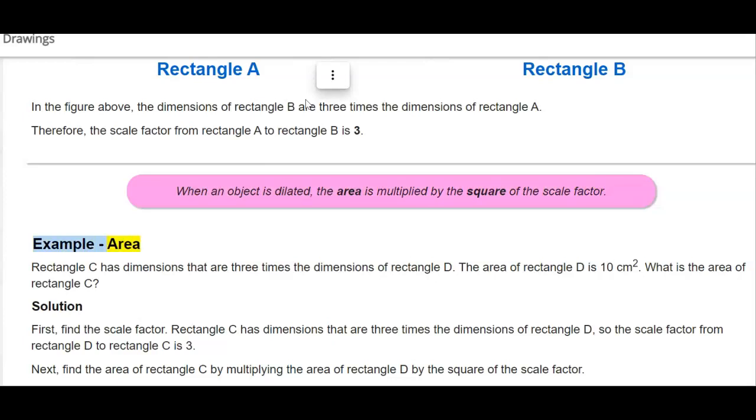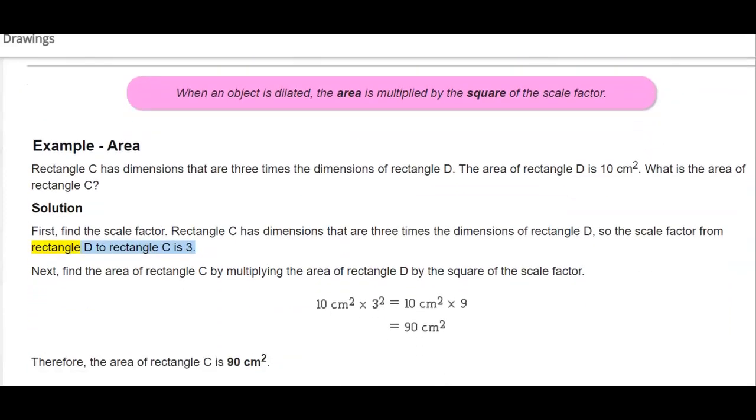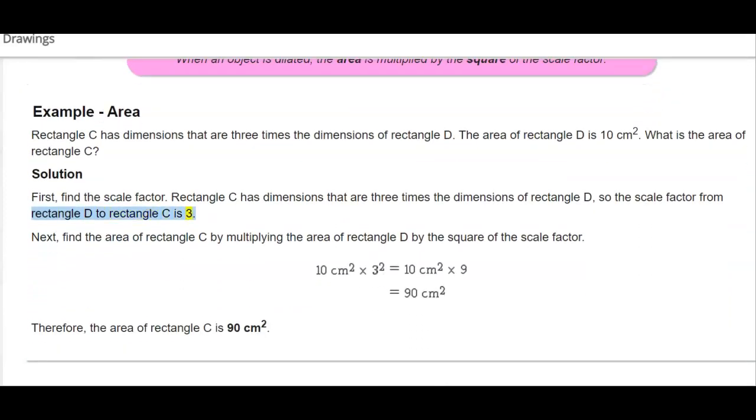Example area. Rectangle C has dimensions that are 3 times the dimensions of rectangle D. The area of rectangle D is 10 square centimeters. What is the area of rectangle C? Solution. First, find the scale factor. Rectangle C has dimensions that are 3 times the dimensions of rectangle D, so the scale factor from rectangle D to rectangle C is 3. Next, find the area of rectangle C by multiplying the area of rectangle D by the square of the scale factor. Therefore, the area of rectangle C is 90 square centimeters.